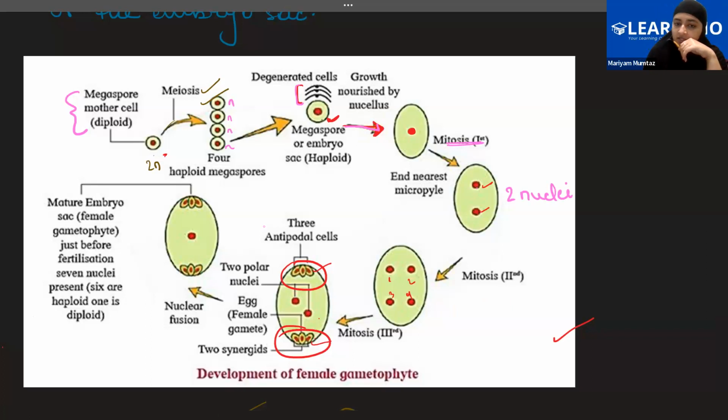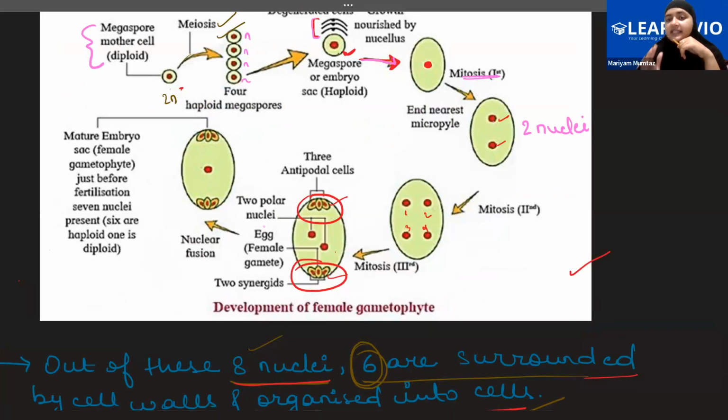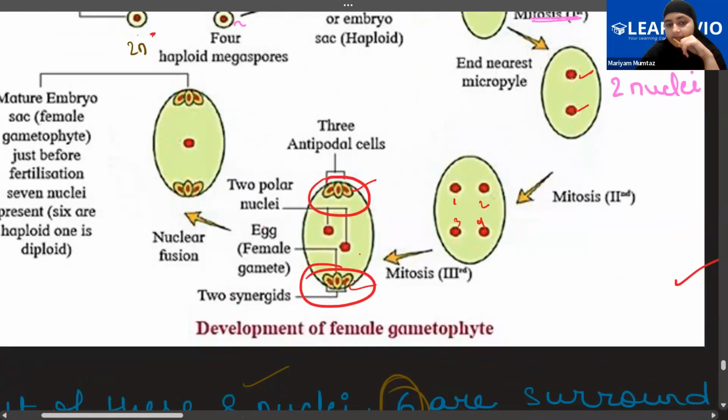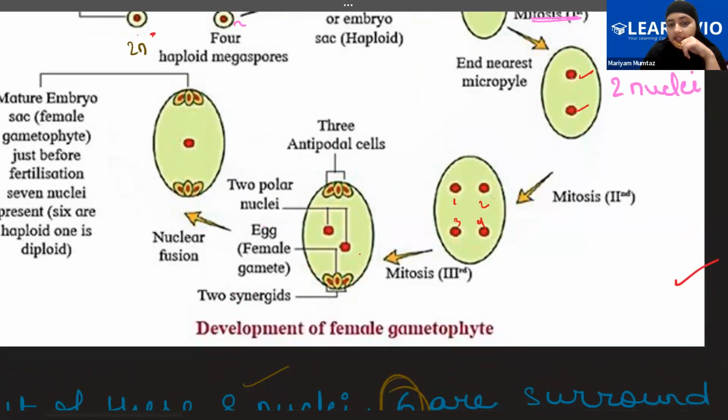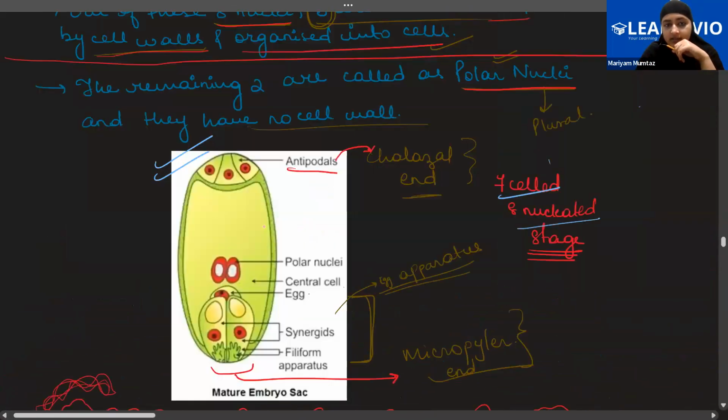Now, the second division will take place and form 4 nuclei. Then the third division will take place and form 8 nuclei. Up until now, this is free nuclear division. Then out of those 8 nuclei, 2 will be present here and 1 will be here. So 2 cells are known as synergids. First, let us see this, then you'll understand it better.